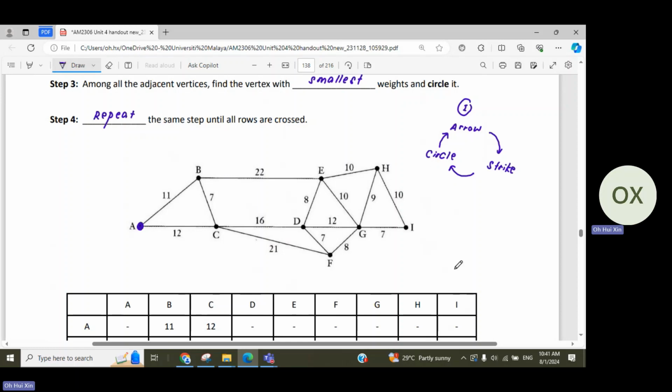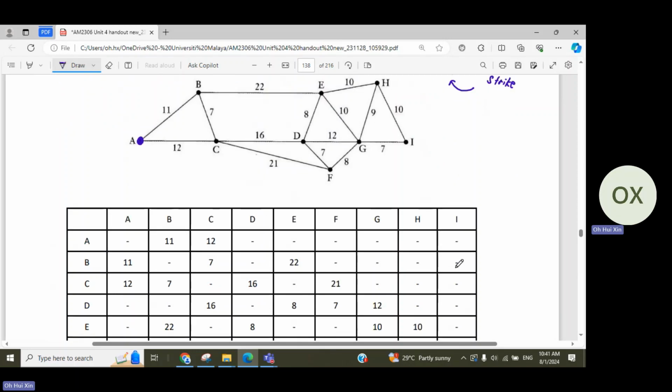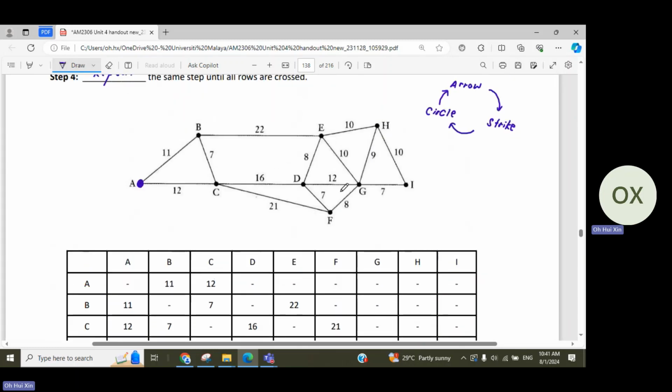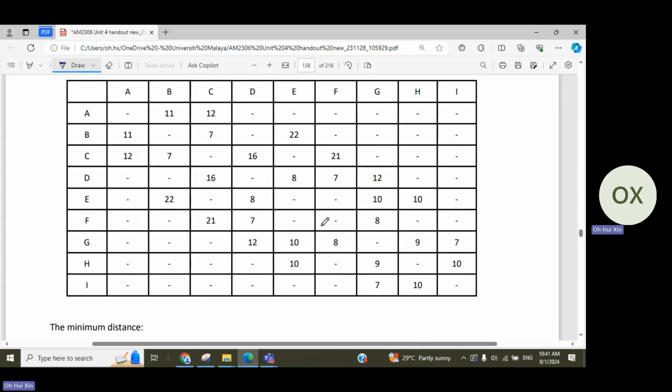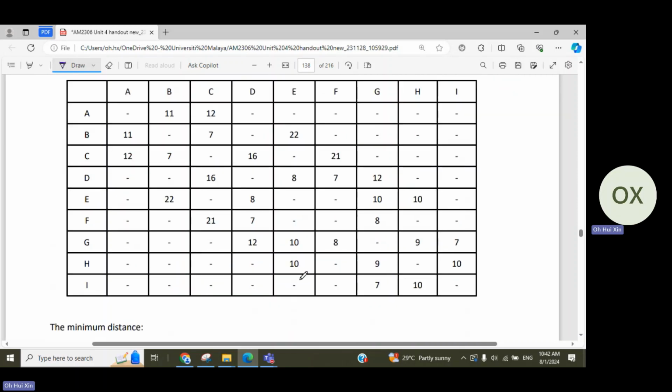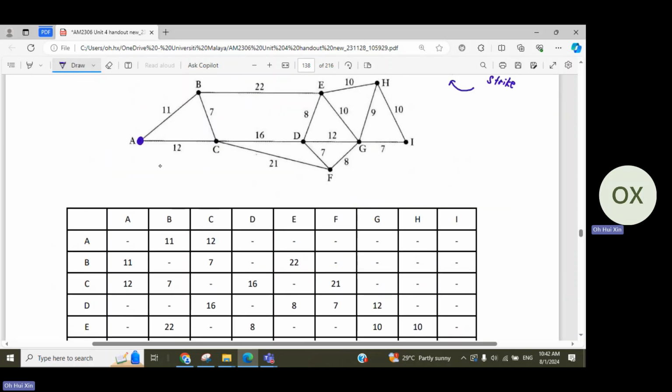Sorry, before that, maybe let me explain a bit about what a distance table is. So this is basically a distance table. In some situations, the question wouldn't give you the diagram, but only gives you this table, and you need to solve the minimum spanning tree according to that. This distance table is exactly the same as what you have learned in the adjacency matrix. For example, from A to B, you can see 11. From B to A, you can see 11 as well. So this is symmetrical about the leading diagonal for all the values.